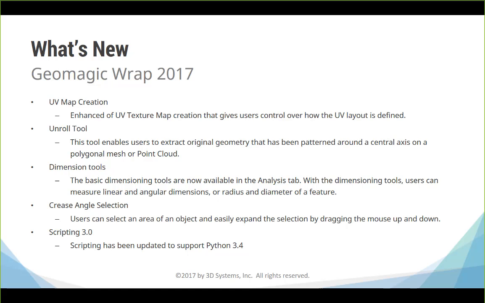Now we've carried over some dimensioning tools in here. So you have some basic dimensioning tools in the analysis tab, which is nice. And then under that, we have this crease angle selection tool, which you may be familiar with as we have that type of tool in another product of ours. And I'll show you a little more. And then we updated our scripting. So we just updated a few things, and we now support Python 3.4 as well as a variety of other things.